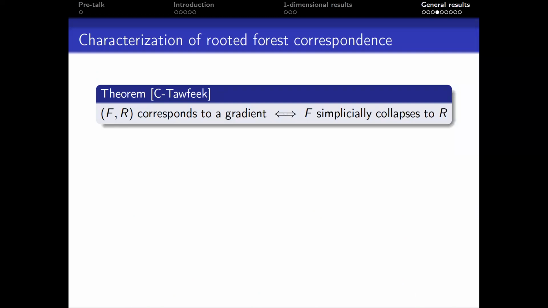So then the question is, what is the correspondence? If it's not everything, what can we consider as some sort of correspondence between these kinds of rooted forests in the Morse context? So this is a construction that comes from people working on simplicial complexes. It's called: F simplicially collapses to R.